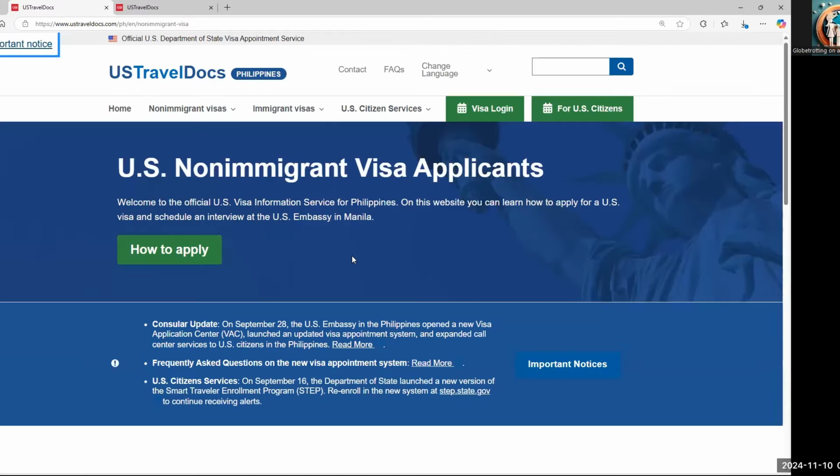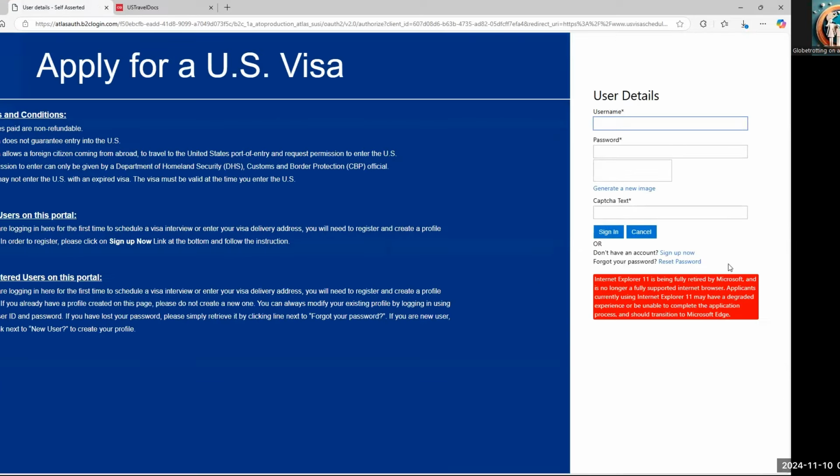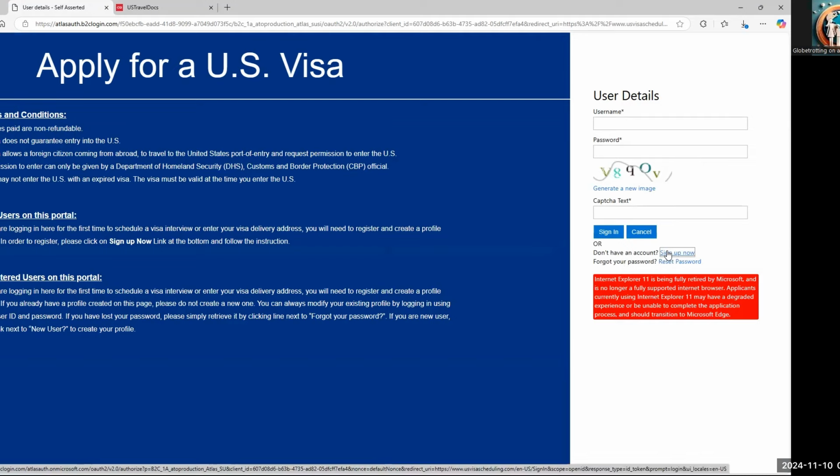We then had to create a profile online through the US Travel Docs website to schedule our interview appointment. Here, we made sure we had our Philippine passports, which were valid and had a validity date of at least 6 months beyond our planned period of stay in the US, our MRV fee receipts, our DS-160 confirmation pages, and our registered email addresses.